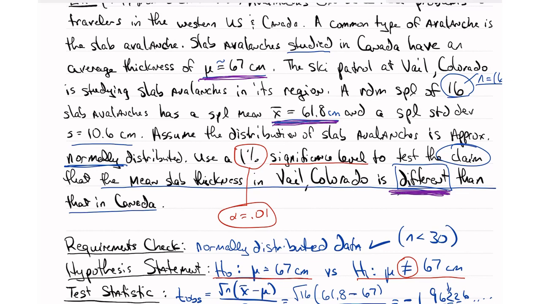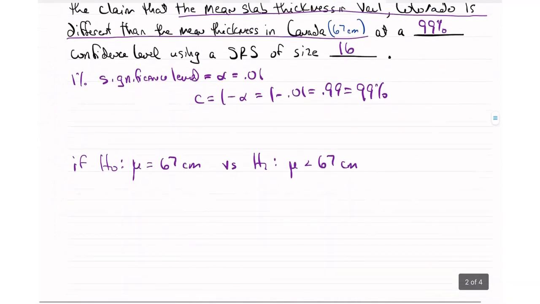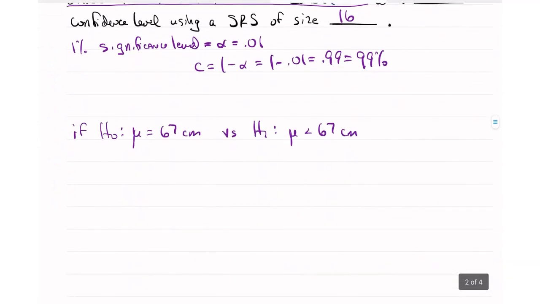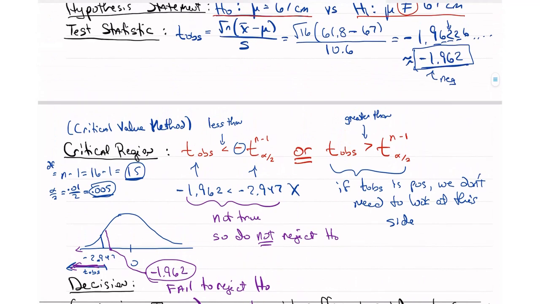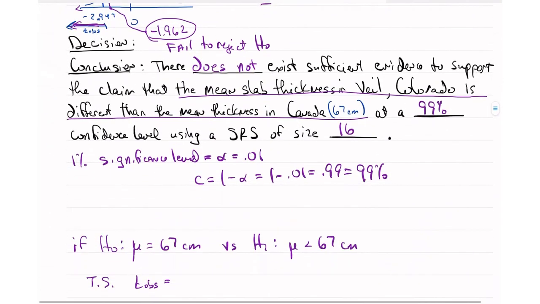But let's say that we're not interested in it being different, but that it's less than, that the average slab avalanche has a lesser thickness in Vail, Colorado, which is south of Canada, so that makes sense. It's less than 67 centimeters. All right. So test statistic, T observed, is going to be exactly the same. What was it? A negative 1.962.